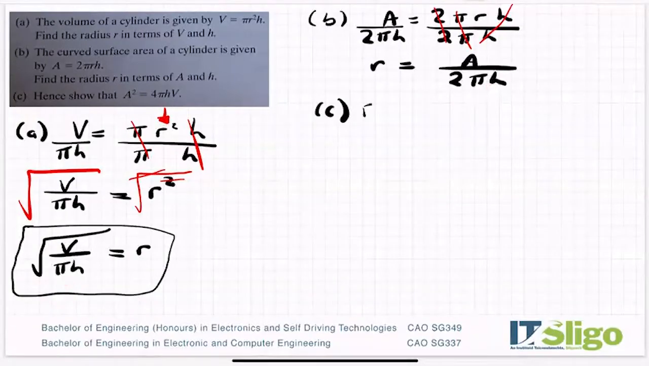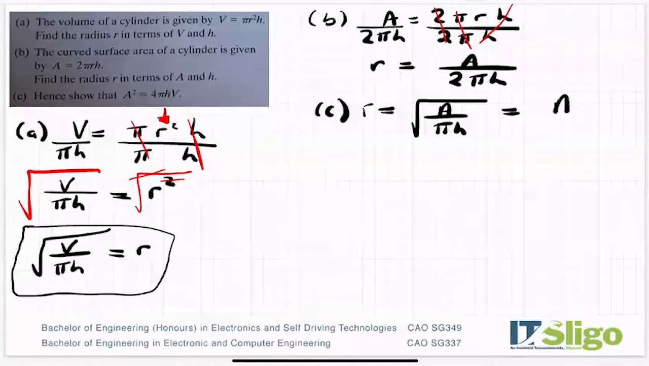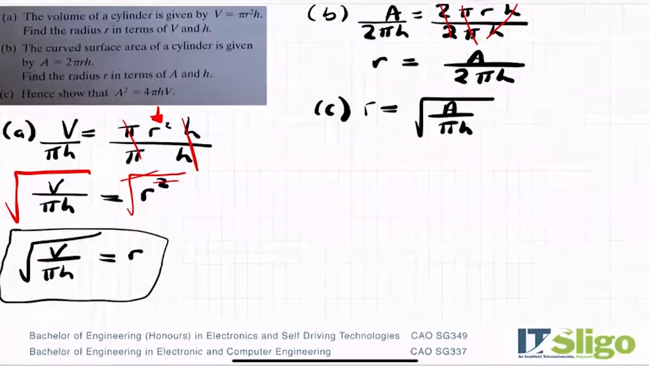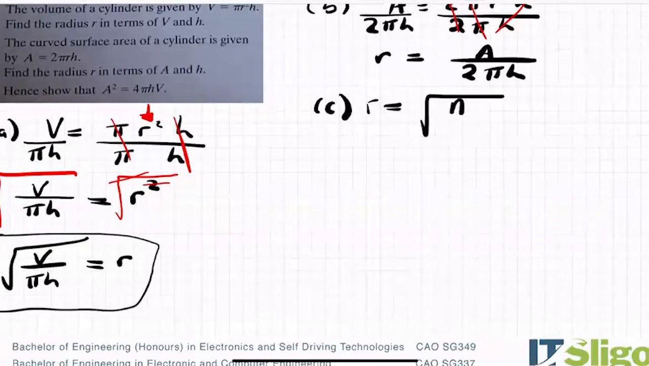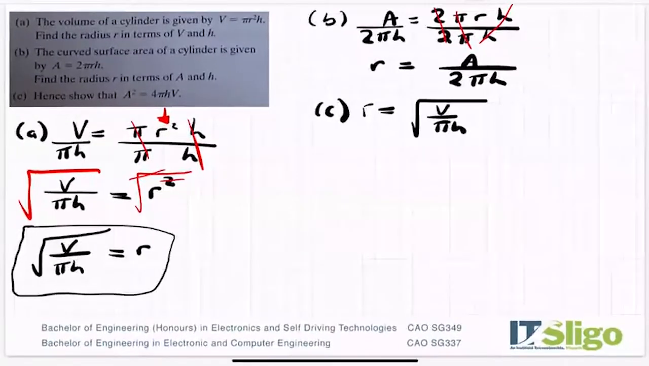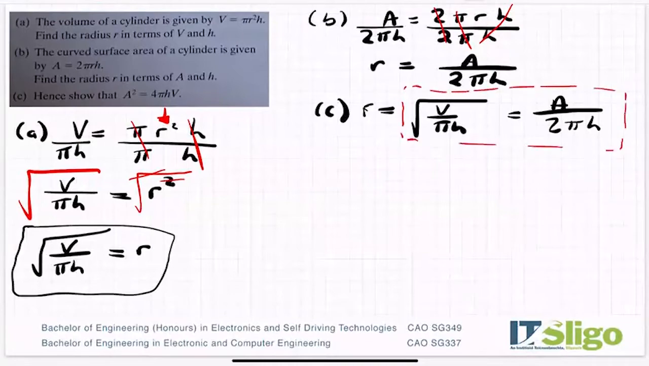Okay, the only way the two of these can be equal to r is if these two are the same. So let's write down r is equal to the square root of v over pi h, sorry, I wrote a instead of v, I have a on the brain now, which is also equal to a over 2 pi h. Okay, so that's what r is equal to. I'm just going to concentrate on this bit because there's no r in my answer. So I'm going to drop this r equals bit and concentrate on these two.